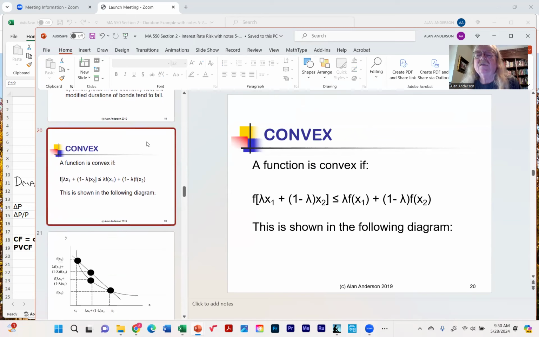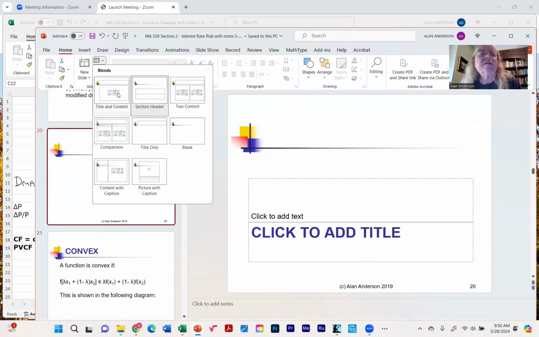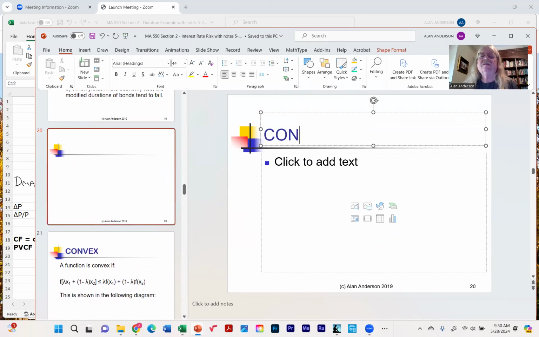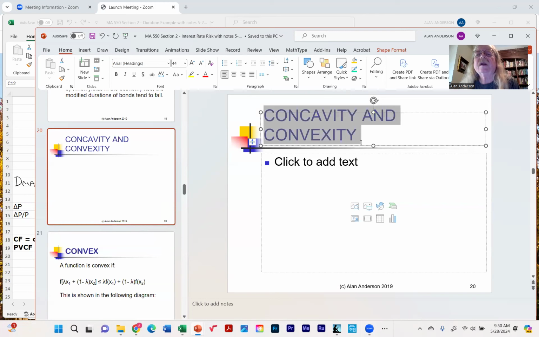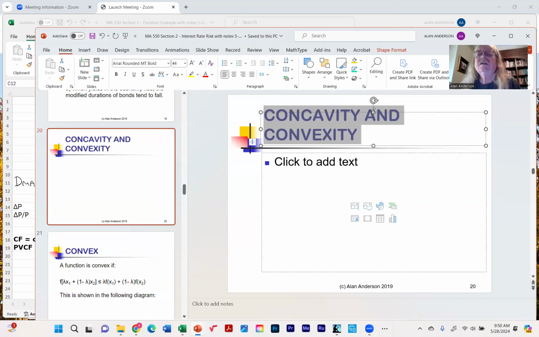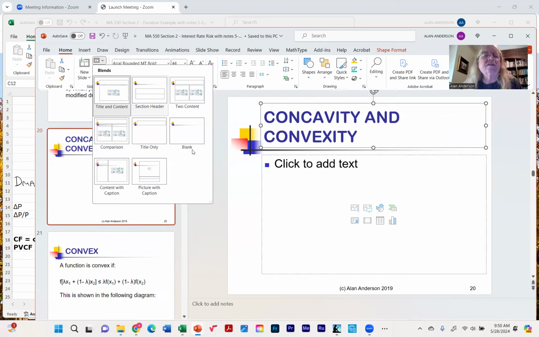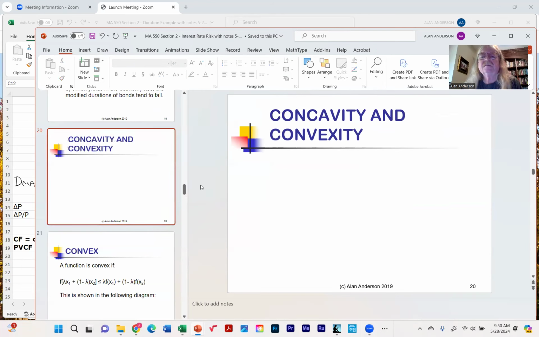Now, convex. Remember from calculus, the two ideas that we're about to discuss: we have this notion of concavity and convexity. And this has to do with the rate of change of the curve, the slope, that is, I should say, the tangent line to that function. So you'll remember there are four basic cases. We'll just do this in general for X and Y.